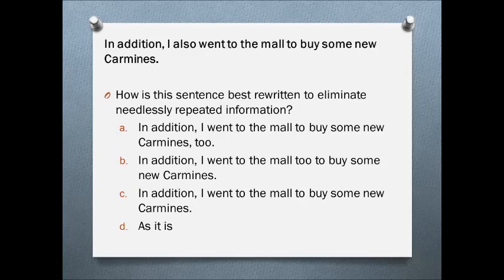So our first question is, in addition, I also went to the mall to buy some new Carmines. How is this sentence best rewritten to eliminate needlessly repeated information? A, in addition, I went to the mall to buy some new Carmines too. B, in addition, I went to the mall too to buy some new Carmines. C, in addition, I went to the mall to buy some new Carmines. D, as it is. So if you're not sure how you would go about answering that question, you are in the right place because we're going to take a look at that.